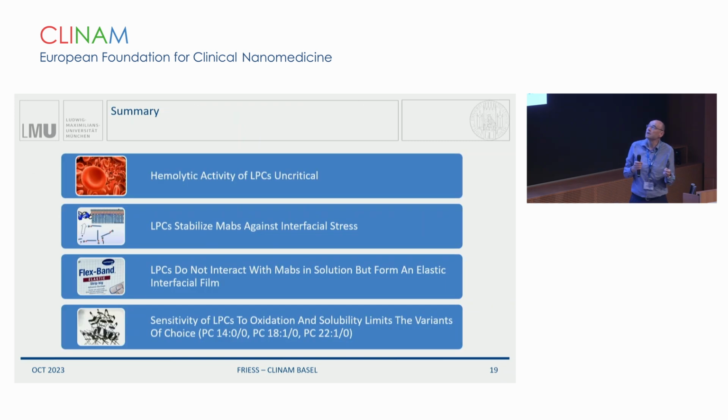So with that, I will summarize and say the hemolytic activity we consider as uncritical. The LPCs stabilize the MAPs against the interfacial stress that can occur. The LPCs do not directly interact with the MAPs in solution. They form an elastic interfacial film. And with the sensitivity of the LPCs to oxidation and some of the solubility limit issues in the freezing and thawing experiments, we can come down to a few variants, probably the 14 nil, maybe in a more or less purified 14 nil version, 18.1, 22.1, also options specifically for freeze-dried product.